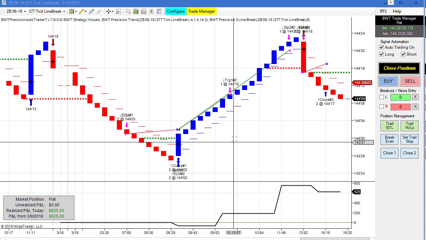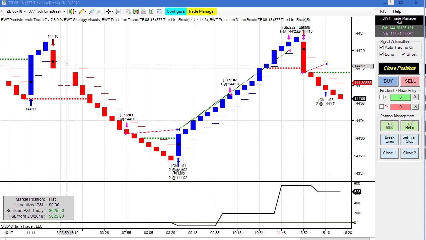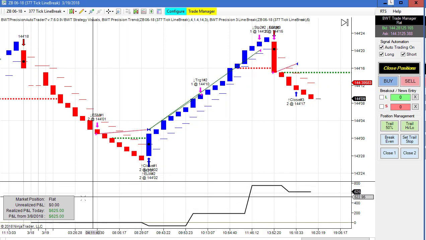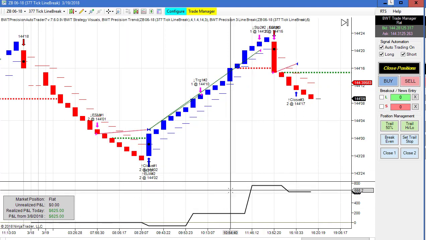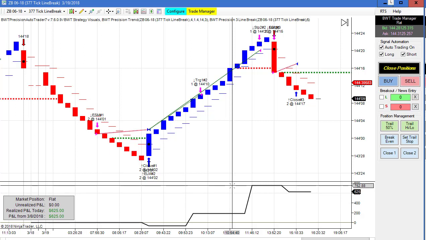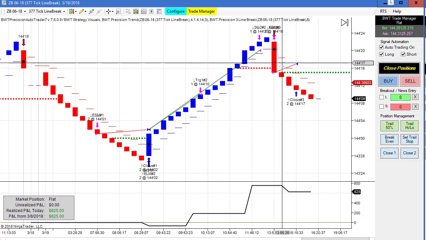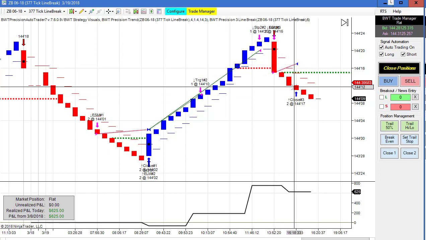Okay, next up is the 30-year Treasury bond on a 377 tick line break chart. This did 625 for the day. We had an equity high of about 750, maybe even 800, and then we gave back a little bit with this loser at the end. Obviously got stopped out here.